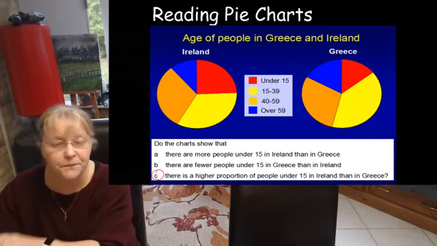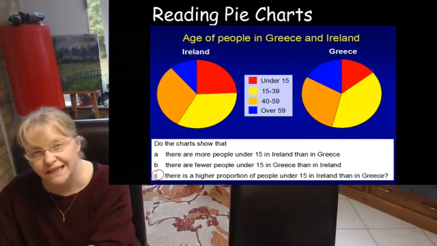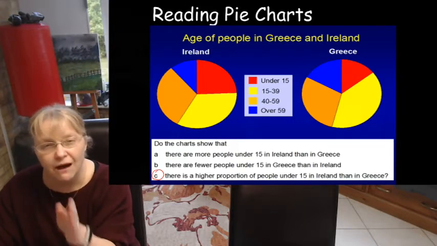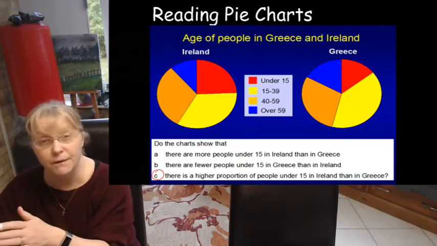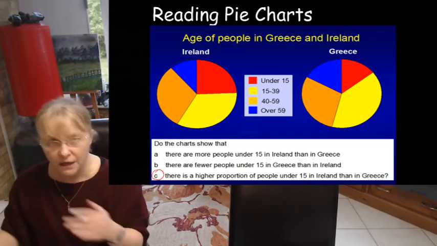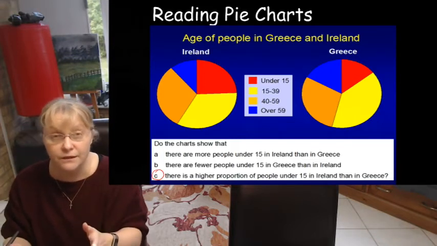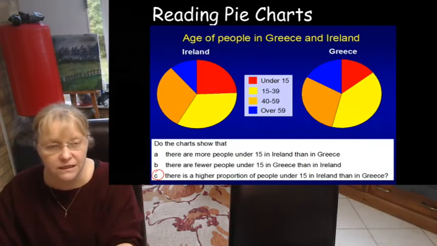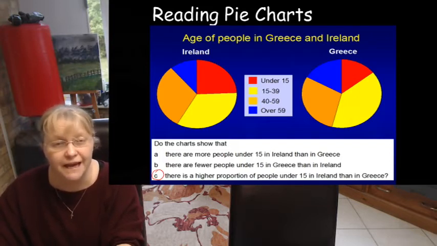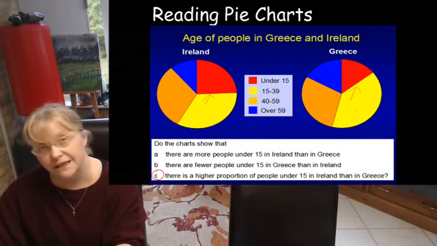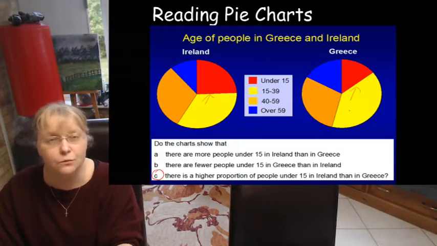you answered C. Because remember at the start I said the problem with pie charts is that there are no numbers. Well, we don't know how many people live in Ireland and we don't know how many people live in Greece, unless you want to go and research up how many people live in these countries. But based on these pie charts, we don't know. So therefore we can't say that there are more people under 15 in Ireland than in Greece, because even though the area is bigger than this one, there may be a lot more people under 15 in Greece than Ireland. So the numbers will be different.